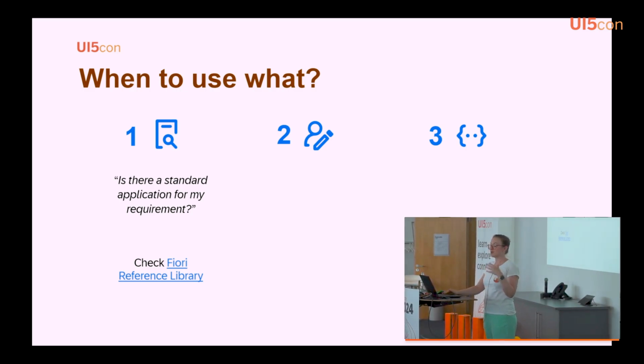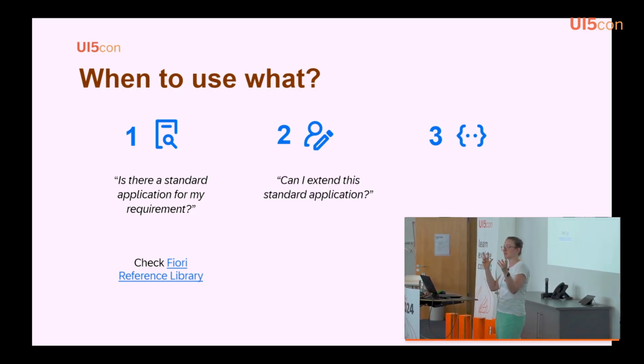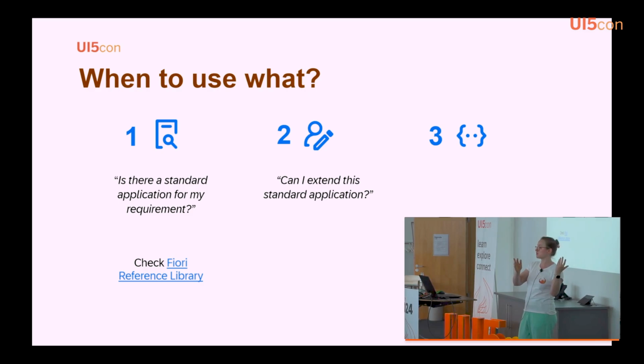The second step, if you find an application in the Fiori reference library that kind of fits your use case, not 100%, but that kind of fits your use case, then the recommendation would be to first try extending it. Because typically with extensibility toolings, you can get into it a lot quicker. Like you can try stuff out, and if it doesn't work, you can just throw it away and say, okay, I go the custom route.